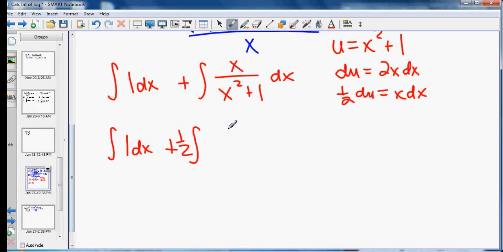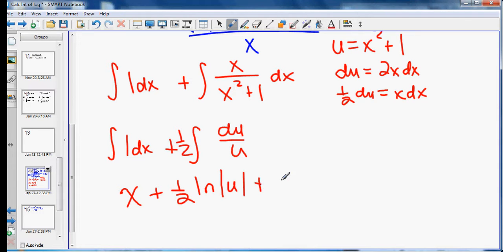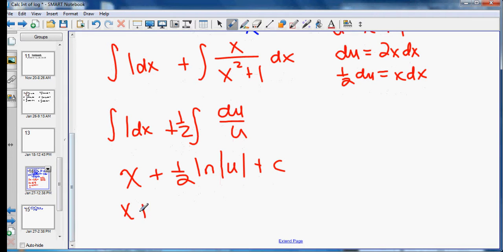So now we're ready to take the antiderivative. Antiderivative of 1 is x, then plus 1/2 integral of du over u, which is natural log of the absolute value of u plus c. So we get x plus 1/2 natural log of the absolute value of x squared plus 1 plus c.